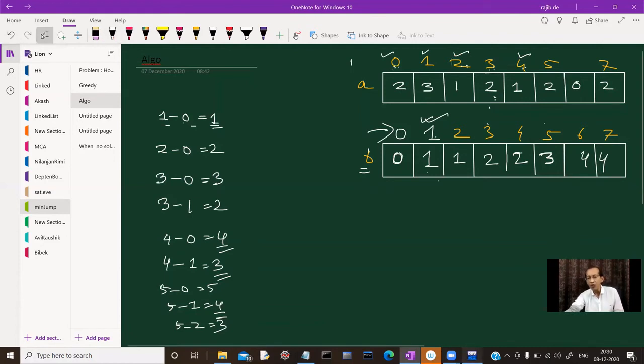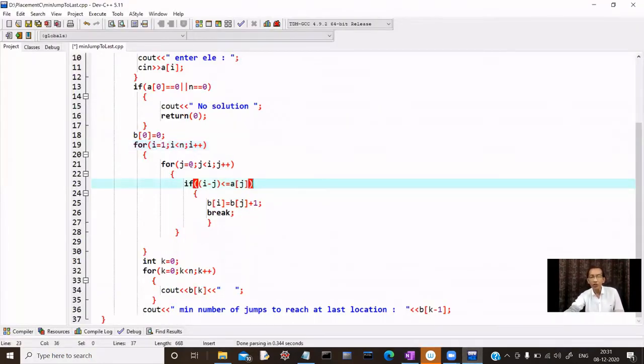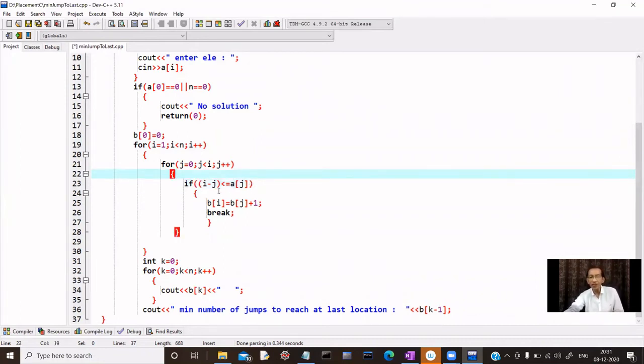So an inner loop is running from j equal to 0 up to less than i, because you need to reach i from the previous locations starting from 0. So you will enter into the loop and check that condition. But what condition are we checking? Here we are checking whether i minus j is less than or equal to a[j] or not. If so, then you are entering and simply populating the value of b[i] by b[j] plus 1.